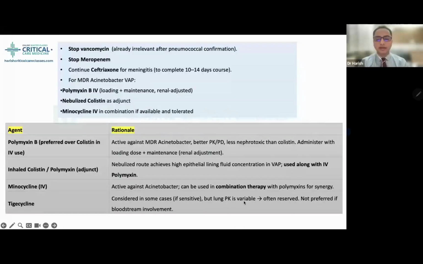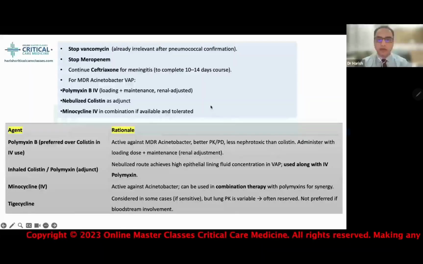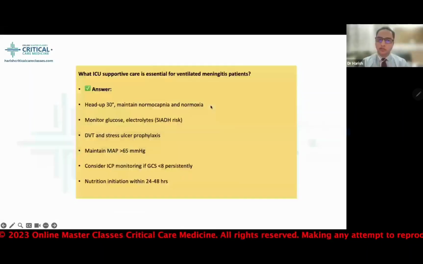Tigecycline, we can consider, but lung pharmacokinetics is variable. So it is not preferred for bloodstream involvement when we are dealing with VAP with bacteremia. Okay, so maybe a better option is polymyxin B with minocycline as a synergistic combination.